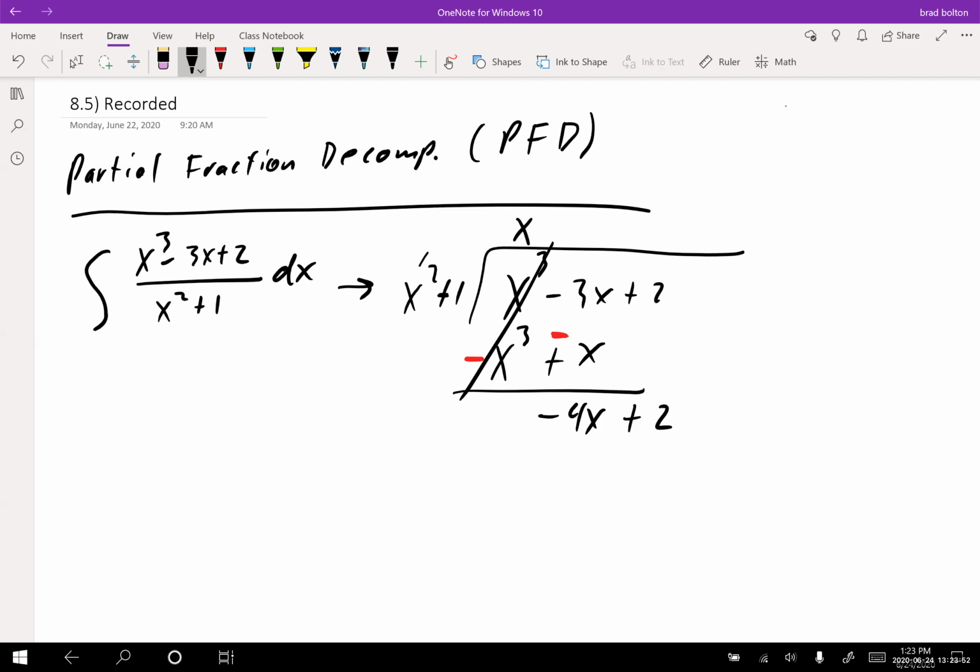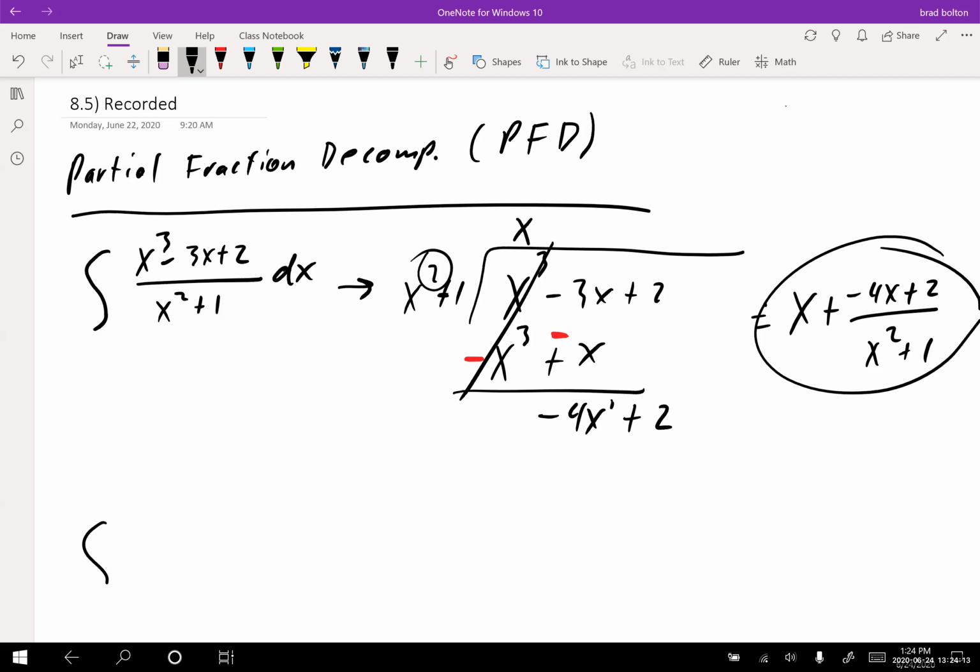Now, because the degree of the remainder is larger than the degree of 1, we're pretty much done. So we have now found that when we do the long division of this, this is going to be x plus negative 4x plus 2 divided by x squared plus 1. Okay, so this will now be what we integrate. So now I'm going to integrate x plus negative 4x plus 2 over x squared plus 1 dx.